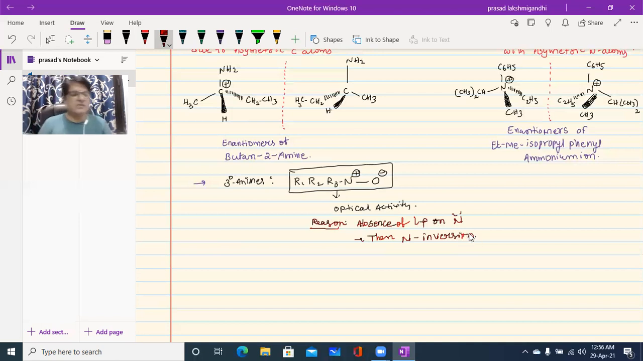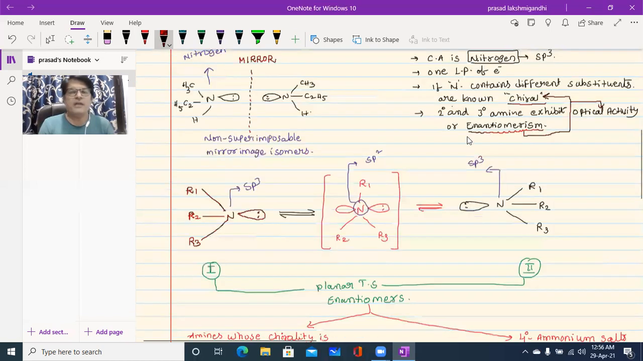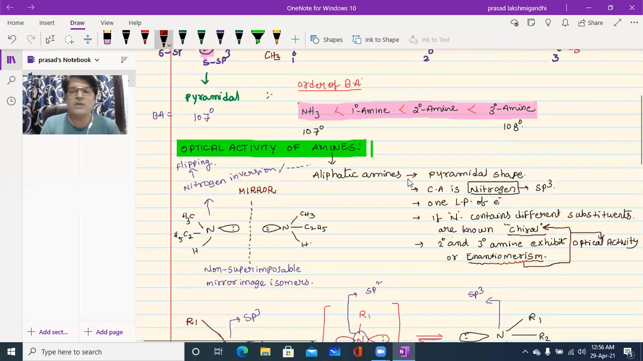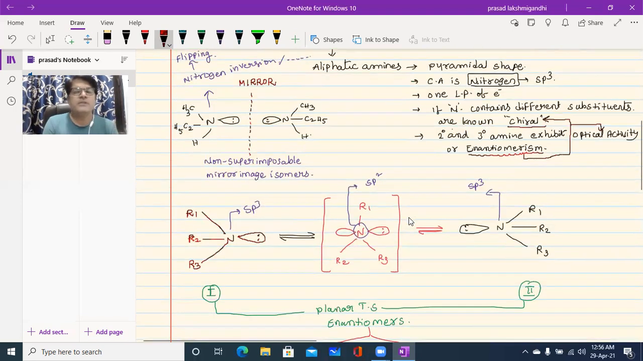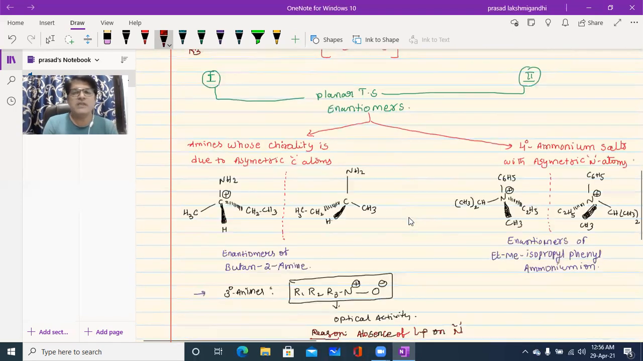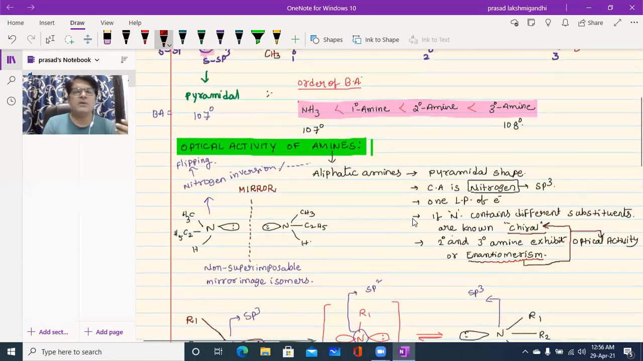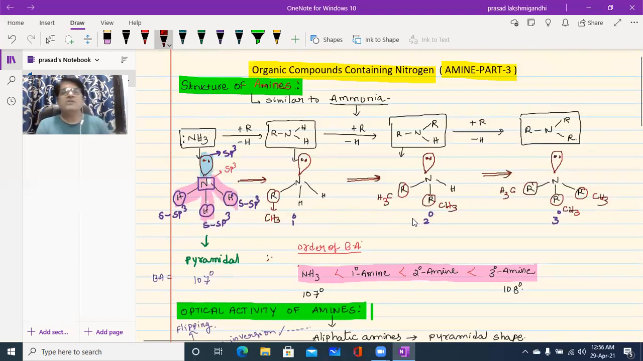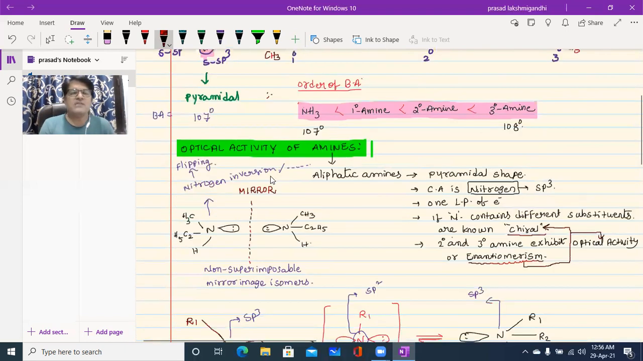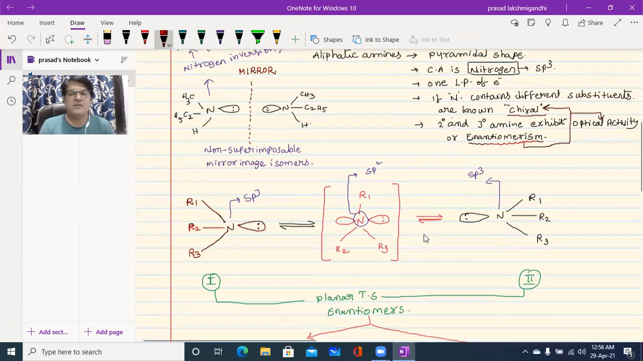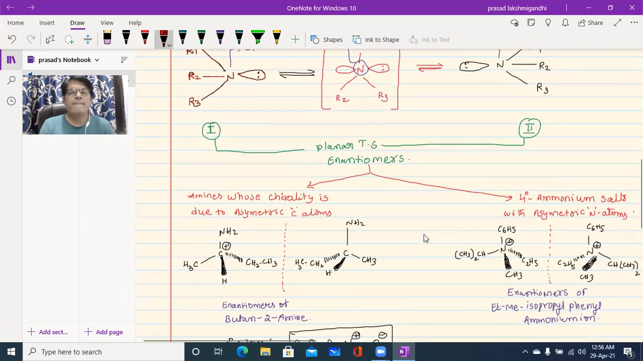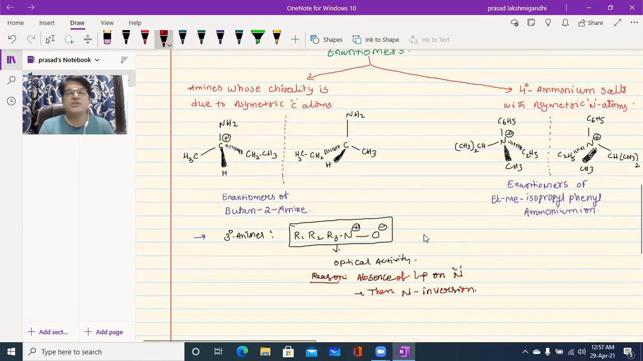So this is the part of optical activity of amines. So please check. If you want to understand, please go through that one more time, then you can easily understand this topic. It's a very simple topic. Now clear? So in this part we learned the structure of amines as well as the optical activity of amines. Clear now? If you want, you can note it down.